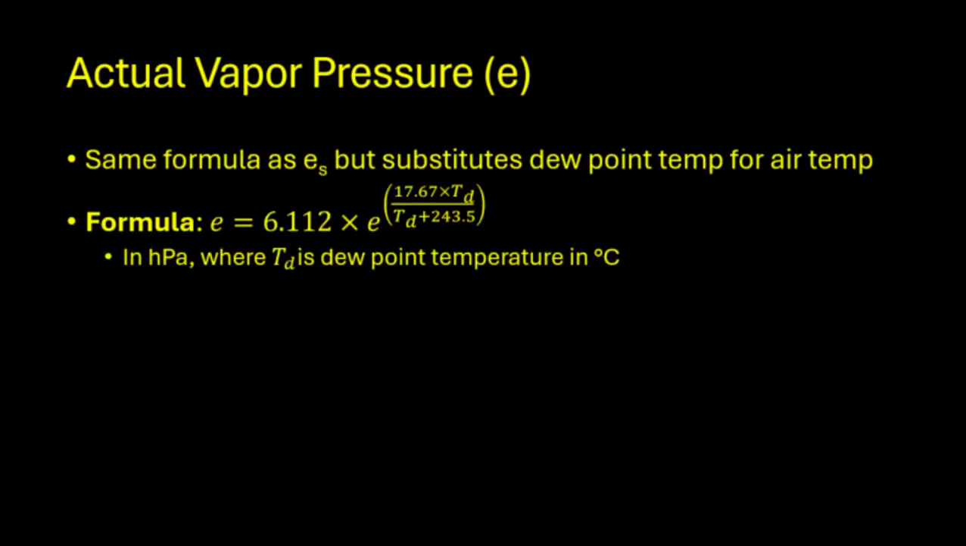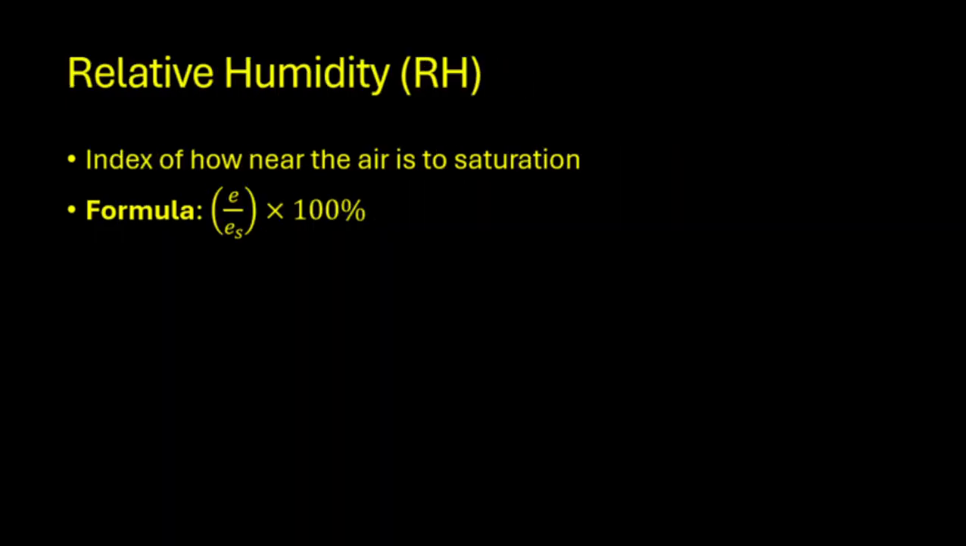To find the actual vapor pressure, which we label as E, it's the same formula as the saturated vapor pressure, just substituting dew point temperature for air temperature. So the same idea, and same formula, but instead here, notice we have T_D because that's what we use to indicate dew point temperature, where we have T as air temperature. It has to be in degrees Celsius, so that's once again why we have that earlier conversion at the beginning of this video.